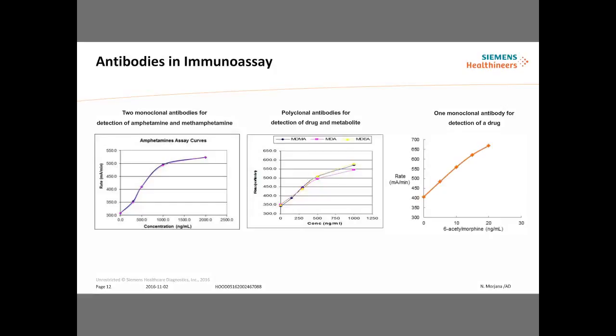So what kind of drug antibodies can we use in immunoassays? One example, on the left, is using two monoclonal antibodies to have an amphetamine assay that picks up amphetamine and methamphetamine. As you see here, the standard curves are very superimposable. Second, you can use a polyclonal antibody to detect a drug, a related drug, and metabolite. In this case, an example is ecstasy, where the polyclonal antibody will pick up MDMA, MDEA, and MDA. The third, on the right, is a specific assay which uses a monoclonal antibody to detect a single drug, in this case, 6-acetylmorphine.